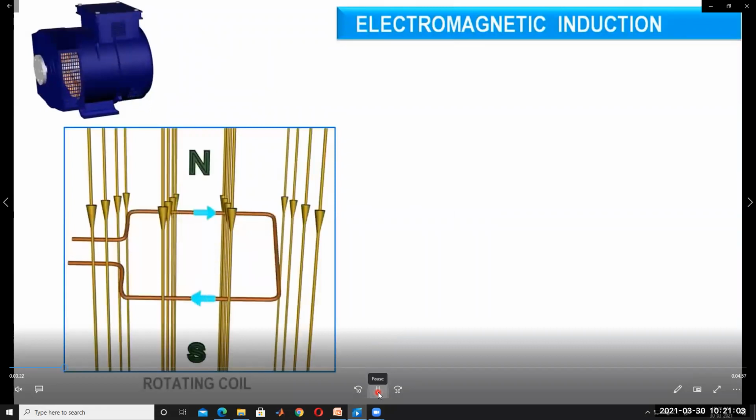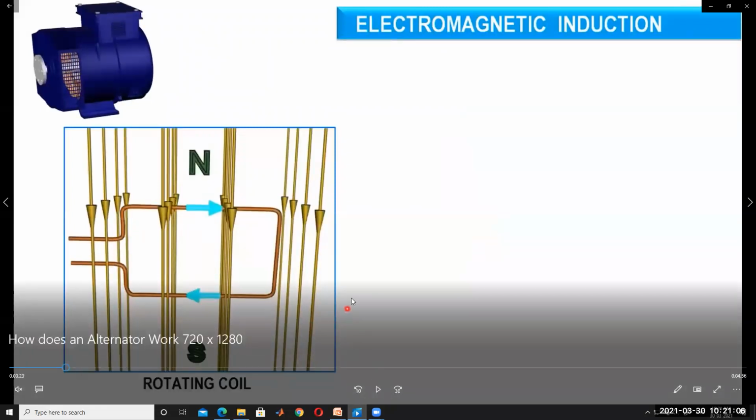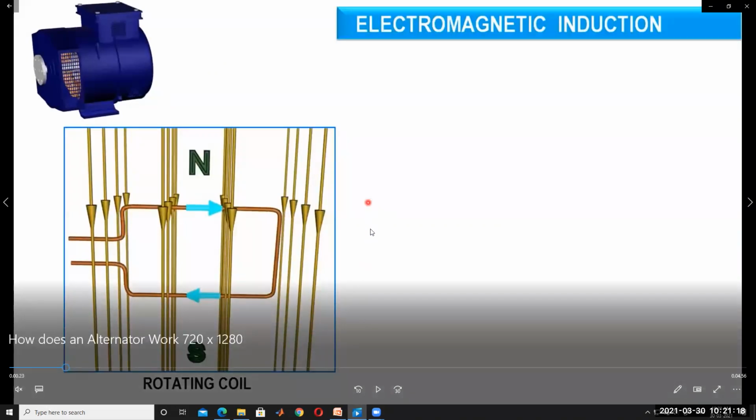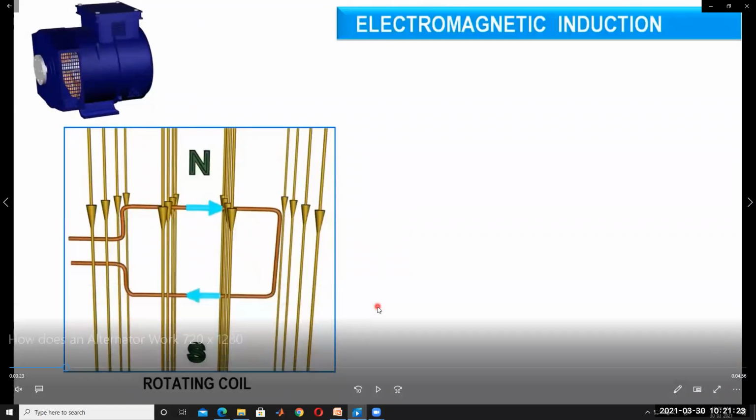A DC generator works on the principle of Fleming's right hand rule. For a motor, it is Fleming's left hand rule. Here also, the alternator works on the principle of electromagnetic induction. In this, there are two types of concepts: dynamically induced EMF and statically induced EMF. These are the two types of induced EMF.